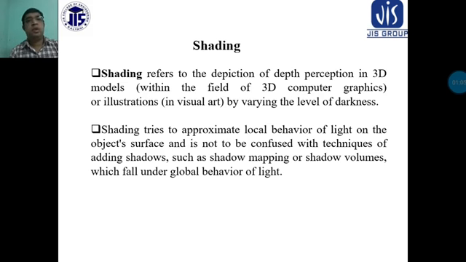Shading refers to the depiction of depth perception in 3D models within the field of 3D computer graphics, or illustrations in visual arts, by varying the levels of darkness. Shading tries to approximate the local behavior of light on objects like a surface, and is not to be confused with techniques of adding shadows, such as shadow mapping or shadow volumes, which fall under the global behavior of light.